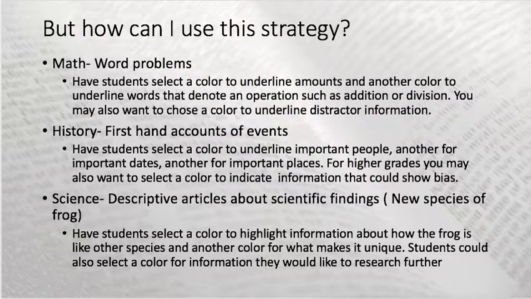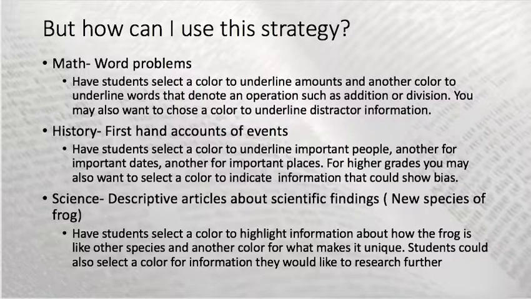Now, the type of information that you're looking for will really range based on the age of your students. If your students are older, you're going to be wanting to look for more complex information, probably like bias, opinion, things you agree or disagree with. If your students are younger, you might just want to be looking for more factual information like dates, names, and places. In science, you could use this strategy on a descriptive article about scientific findings.